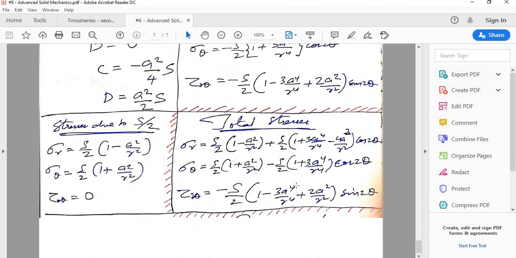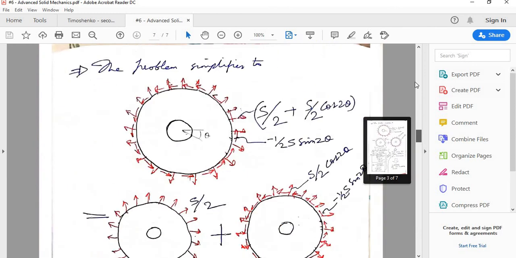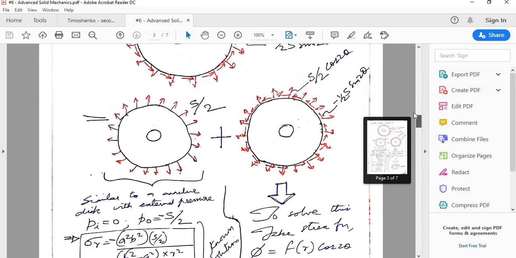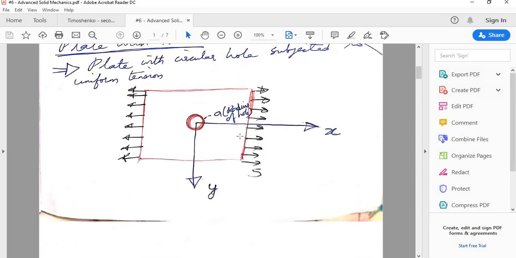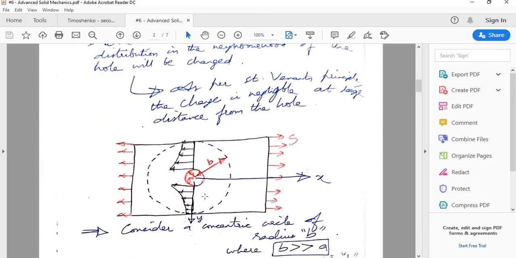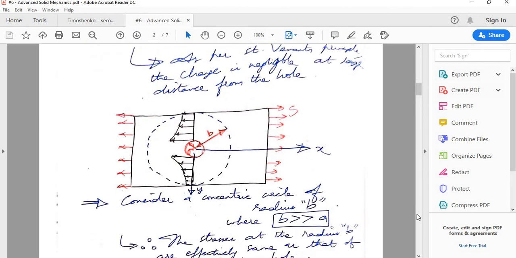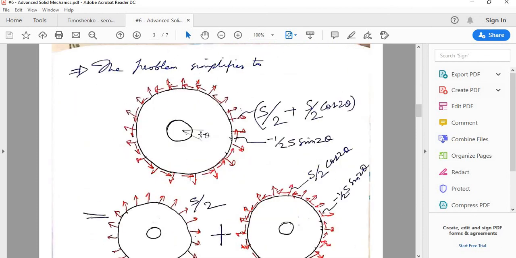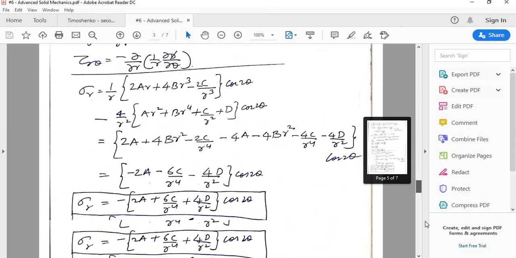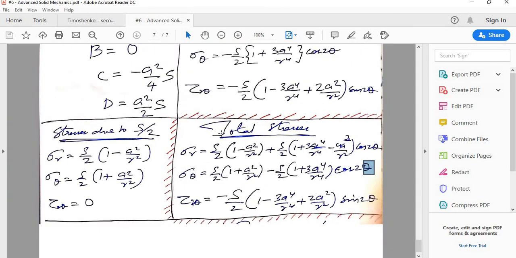So here all the terms are clear. r is radius, a is the size of the hole, S is the actual external stress, and theta is the angle at which you are trying to determine the stresses. So you can imagine you are measuring theta from here like this. So theta depends upon which radial position you are trying to measure the stress. Okay, so this is the complete solution for the problem of a plate with a hole.